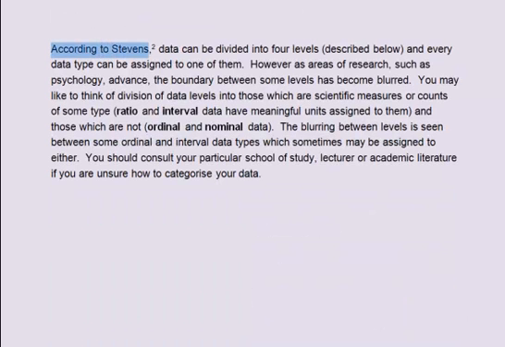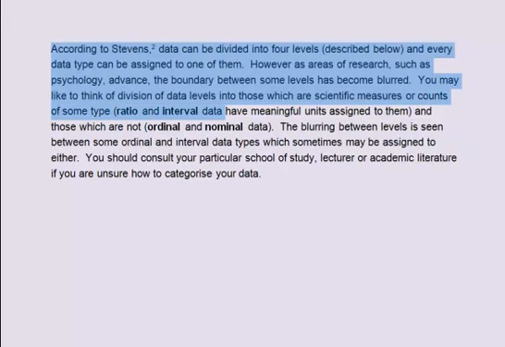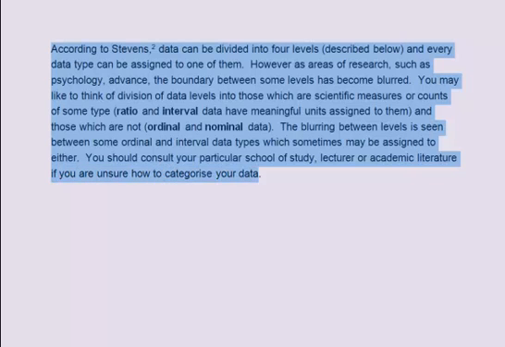According to Stevens, data can be divided into 4 levels, described below, and every data type can be assigned to one of them. However, as areas of research such as psychology advance, the boundary between some levels has become blurred. You may like to think of the division of data levels into those which are scientific measures or counts of some type, ratio and interval data, which have meaningful units assigned to them, and those which are not, ordinal and nominal data. The blurring between levels is seen between some ordinal and interval data types, which sometimes may be assigned to either. You should consult your particular school of study, lecturer or academic literature if you are unsure how to categorise your data.